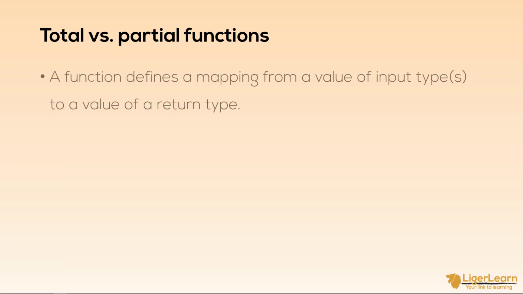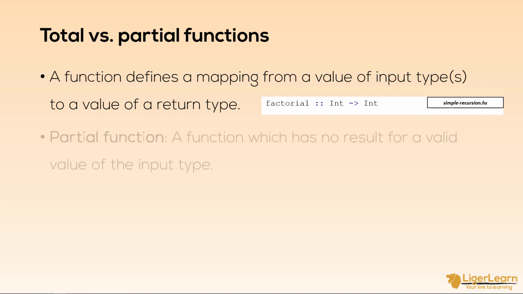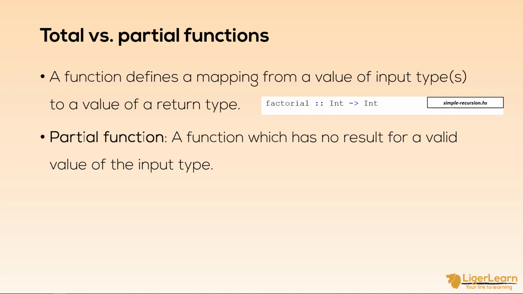A function defines a mapping from a value of an input type to a value of a return type. The types are specified in the type signature. For example, the function signature for the factorial function we saw before takes an Int and returns an Int. This means that the function will accept any Int value as input, and the return value can be any Int as well. A partial function is a function which has no result for a valid value of the input type.